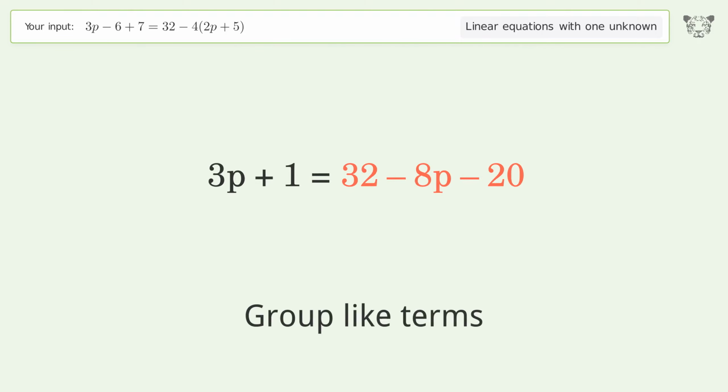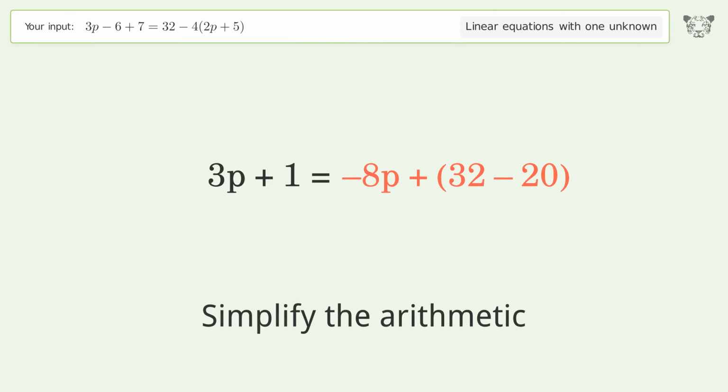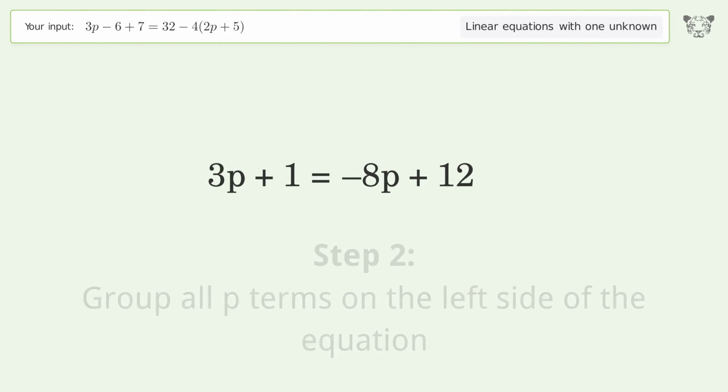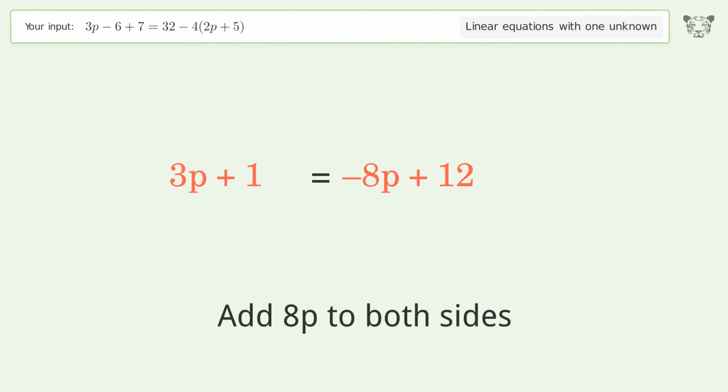Group like terms. Simplify the arithmetic. Group all p terms on the left side of the equation. Add 8p to both sides.